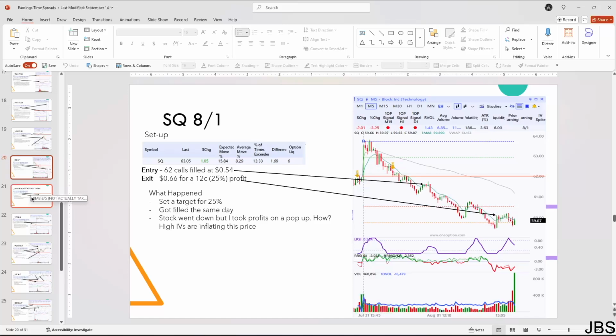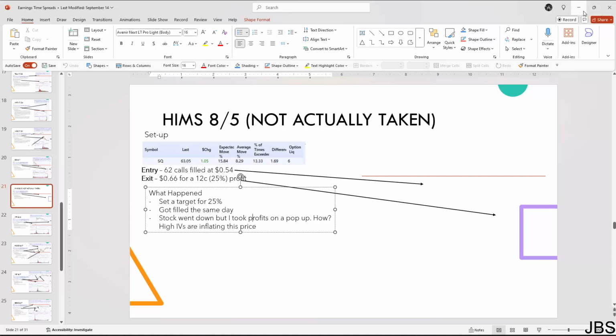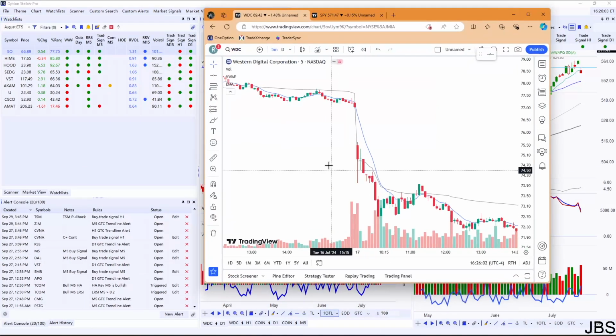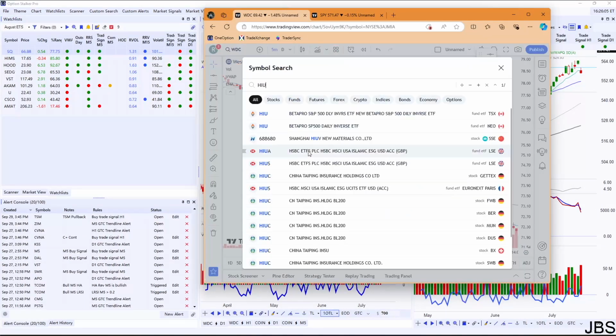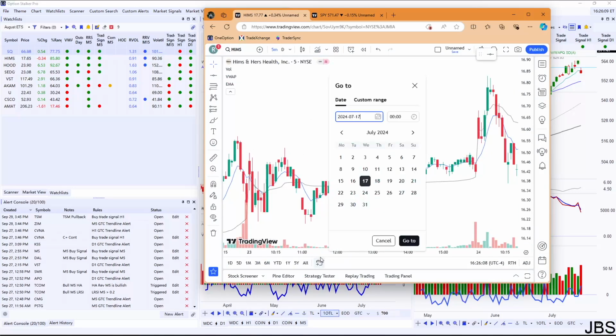Now, there was the HIMS earnings time spread, which I didn't actually take, unfortunately, and I don't have it marked up on my chart, but we will take a look on the M5 chart. I did give it as a pick, even though I did not end up taking it myself. Look at HIMS on 8/5.